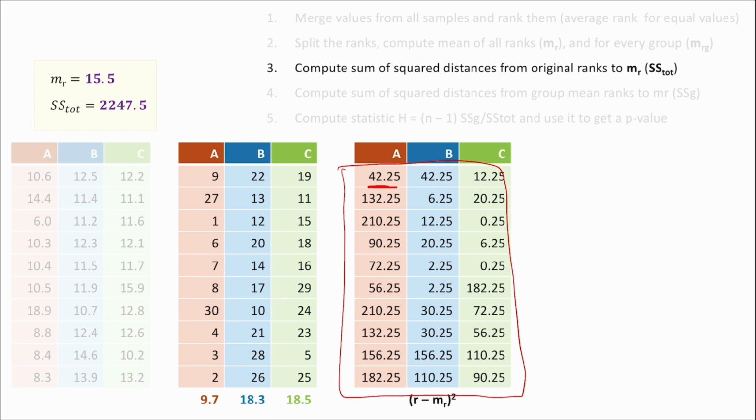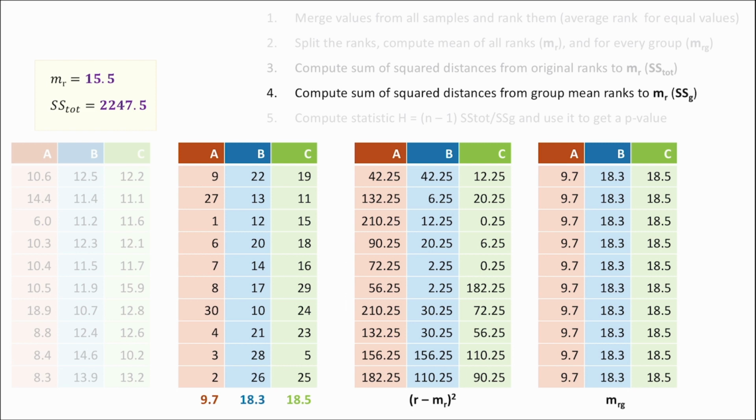Okay. Now the next step is to find the explained part, right? So what if we don't have any noise? Then all these values should have the same rank, right?